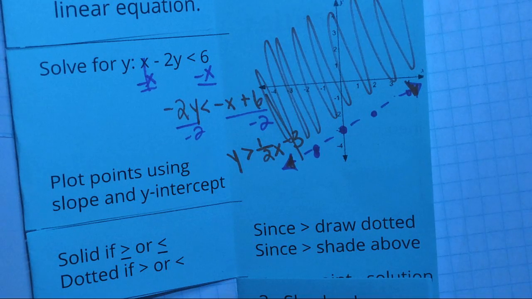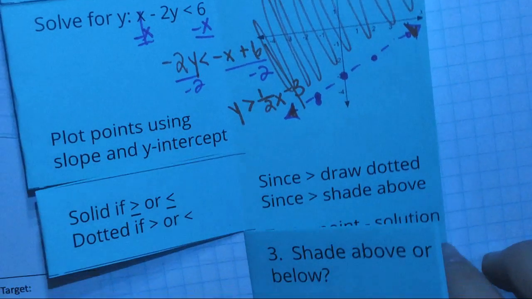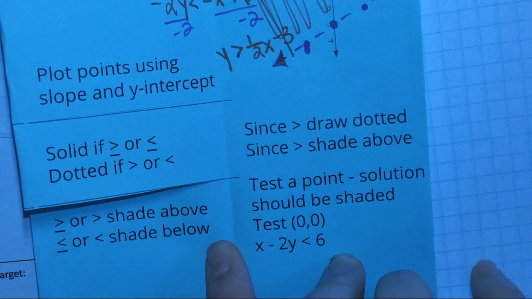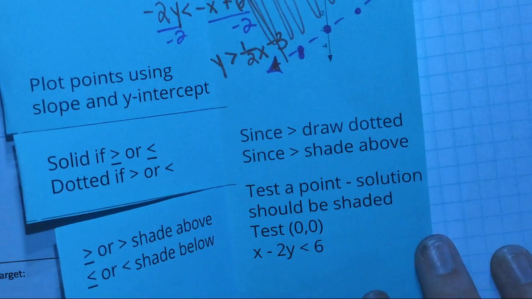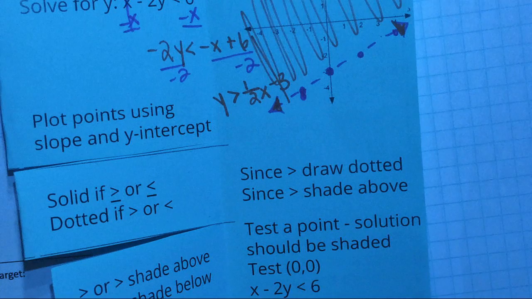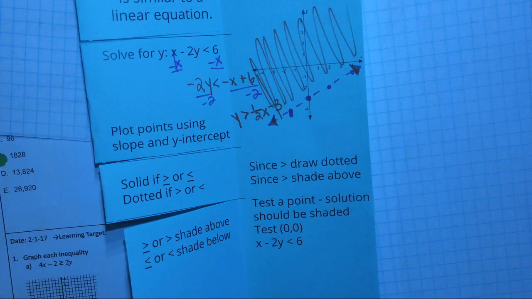Okay, and then you already know how to shade above or below. And then in case you think you're crazy, you should always use a test point. And my favorite test point is 0, 0. Yes, dear? Okay, so about the dotted and solid line, if it's a solid line, would it still be part of the... It would be. If it was a solid line and they asked you about that point, it would be part of the solution set.